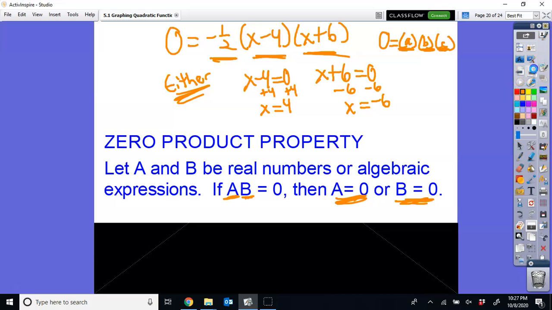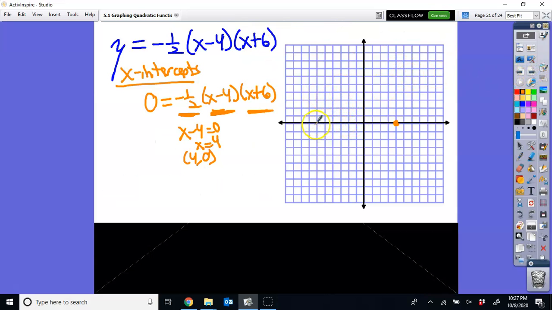So that means on this graph there are 2 places. -6, because if I take -6 here, I'm going to write this down again real quick. -6 would make y equal 0 also. That means -6 and +4 over here give me 0. And that means my graph will touch the x-axis at 4 and -6.